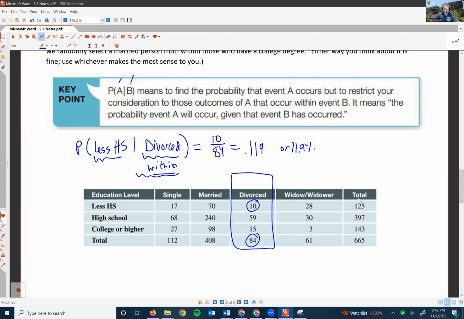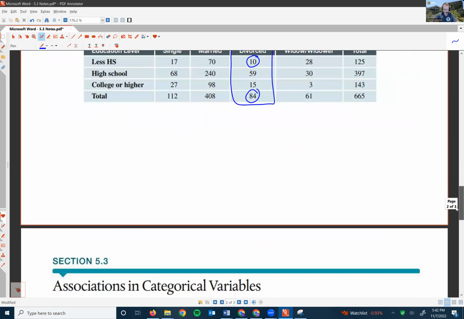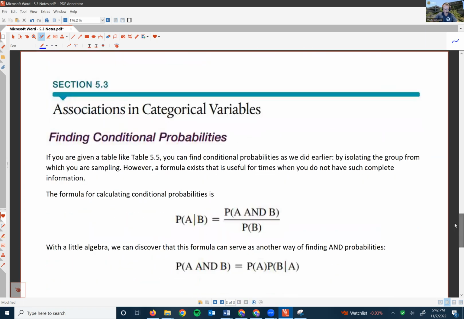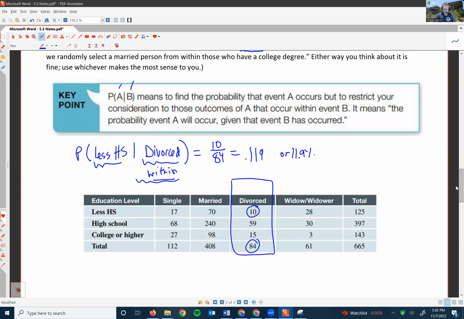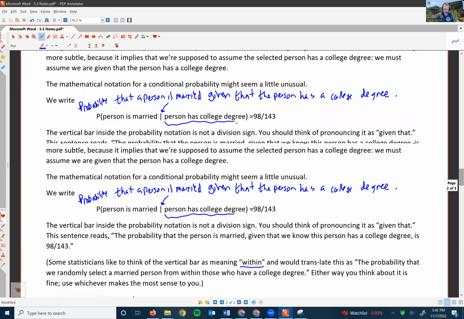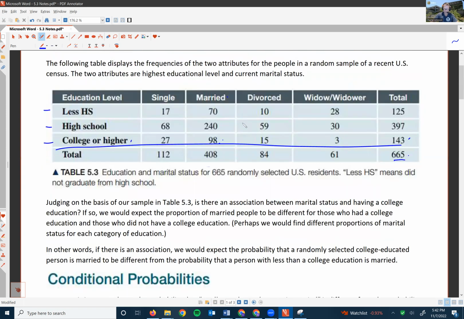And in subsequent videos, I'm going to show you, if we're not given a table like this, there are other formulas for finding conditional probabilities, and we can use them to actually solve these problems. And this will be in a subsequent video. But for now, this concludes this video on associations and categorical variables, introducing you to conditional probabilities.